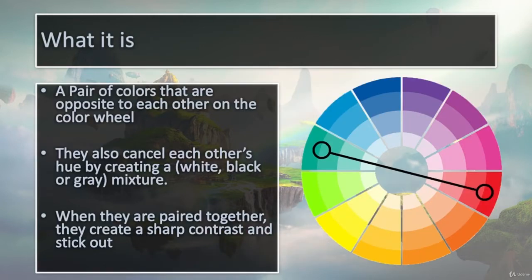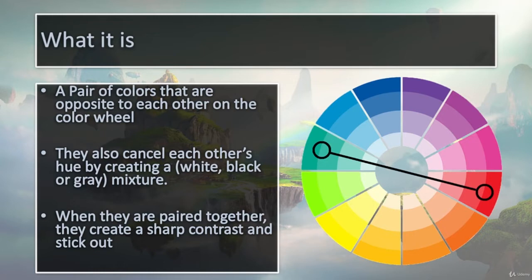So what is it? Complementary colors are a pair of colors that are opposite to each other on the color wheel, and they also cancel each other's hue by creating a white, black, or gray mixture. So when they are paired together, they create a strong contrast and stick out.